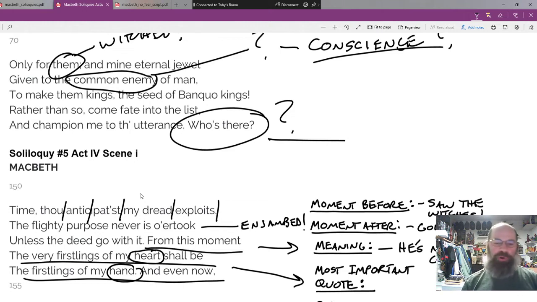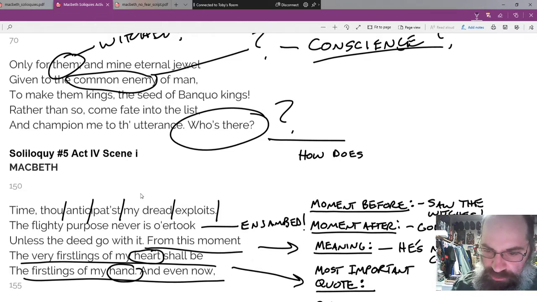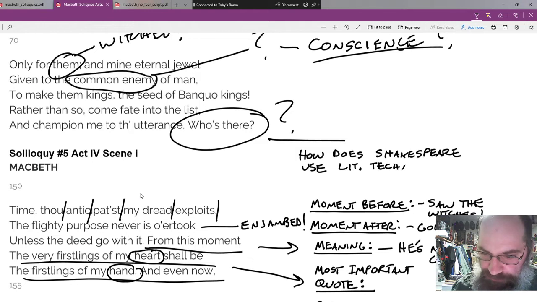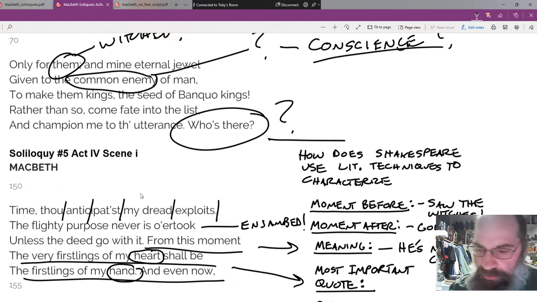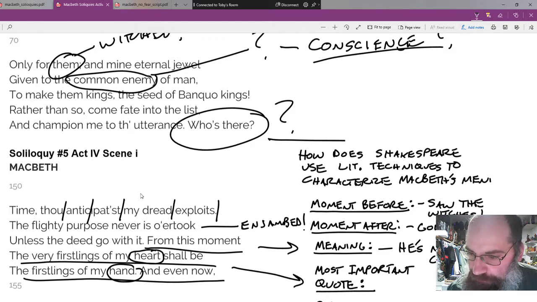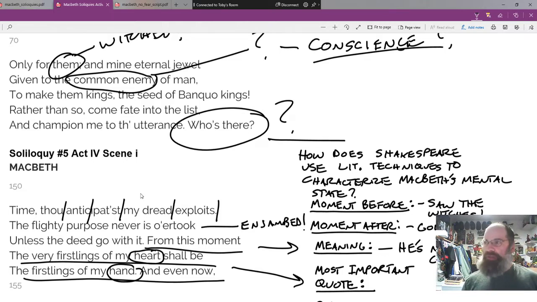So a typical prompt might be, how does Shakespeare use literary techniques to characterize Macbeth's mental state? So that might be the prompt. How does Shakespeare use lit techniques to characterize Macbeth's mental state?